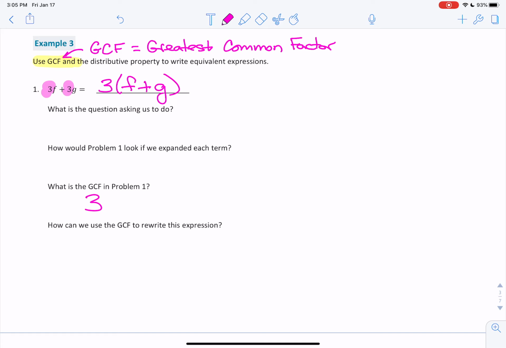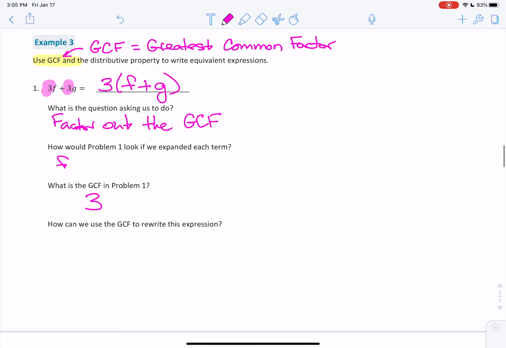What is the question asking us to do? To factor out the GCF. Factor out the greatest common factor. How would problem 1 look if we expanded each term? Well, we would have 3 F's and 3 G's.